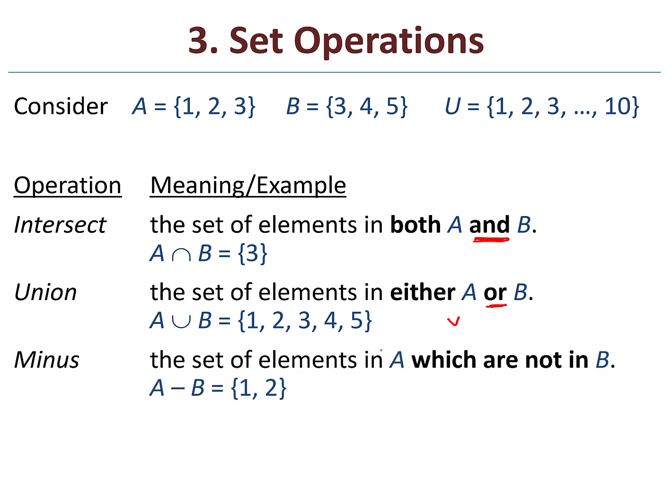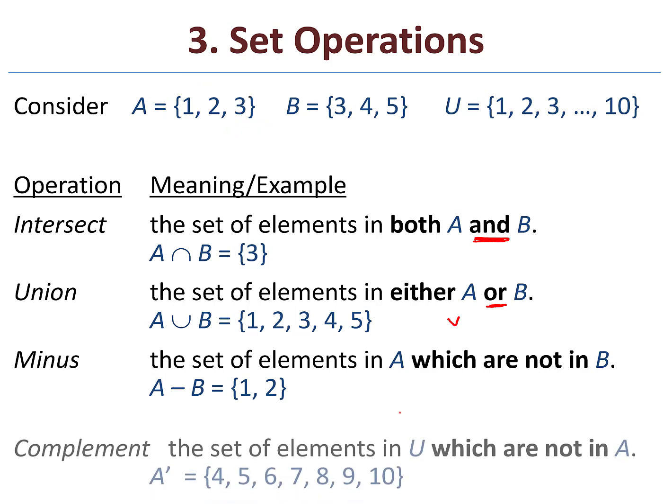I can do a set minus, one set minus another. The set of elements in A which are not in B is A minus B. In this case, it's the set containing only 1 and 2. I start off with my set A, and then I take away anything that happens to be in B, which in this case is only the number 3.